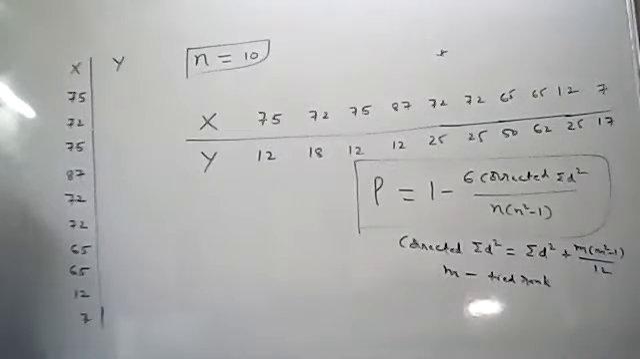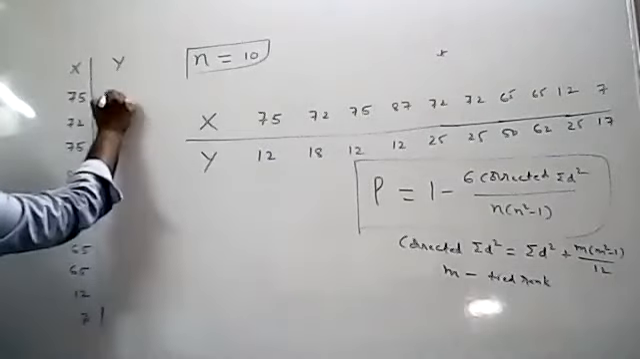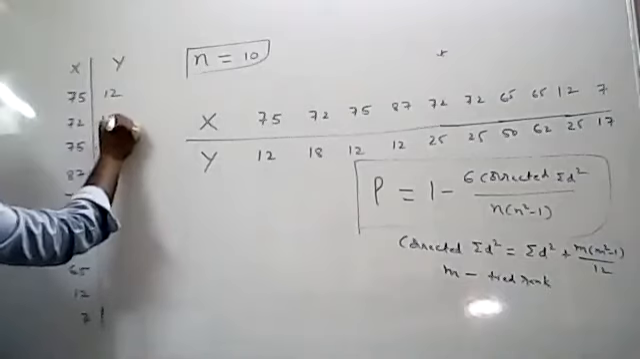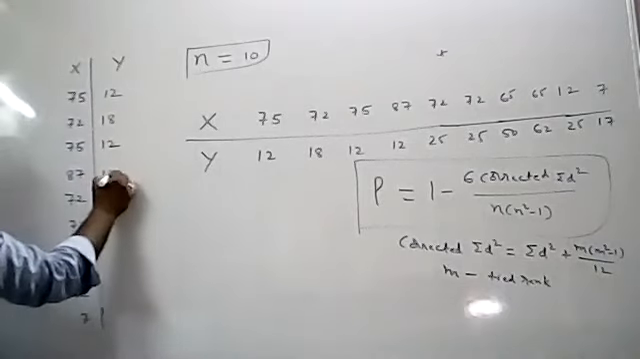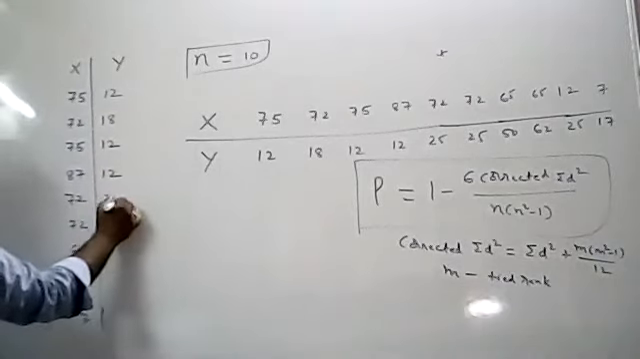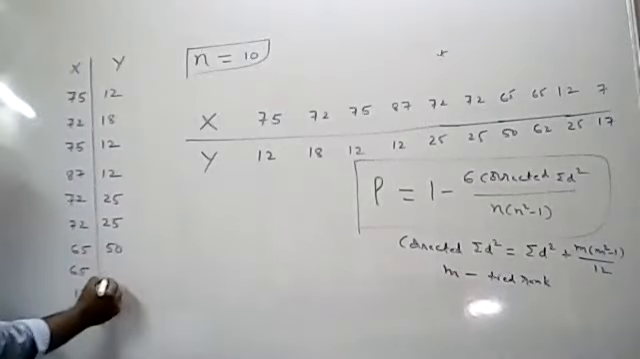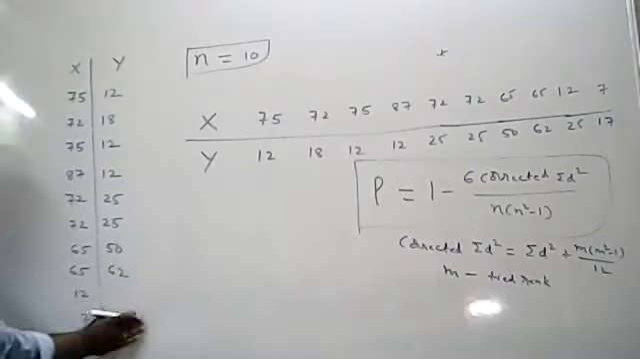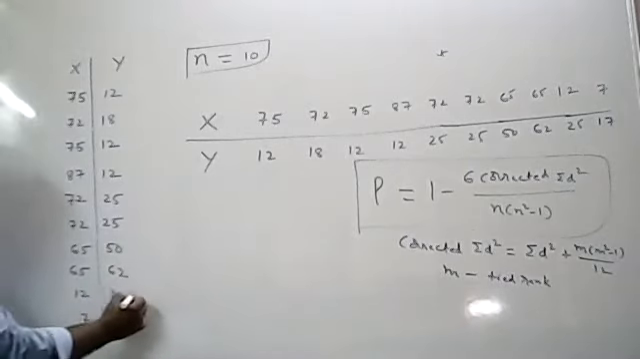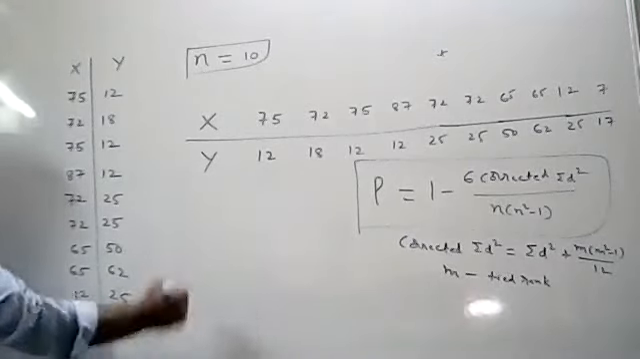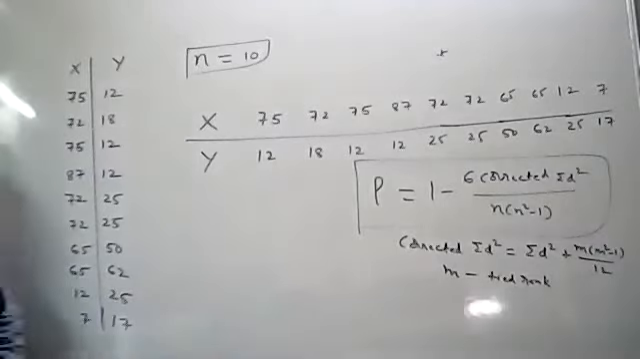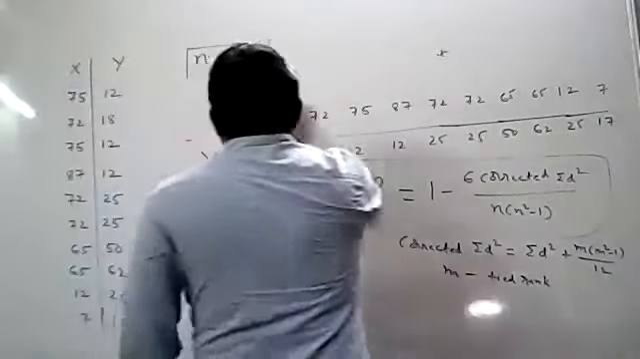Similarly, copy the y values: 12, 18, 18, 12, again 12, 25, again 25, next value 50, next value 62, next value 25, and the last value is 17. So like this, you have to copy the x values and y values.